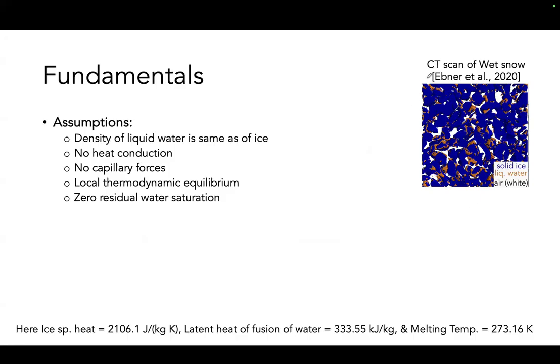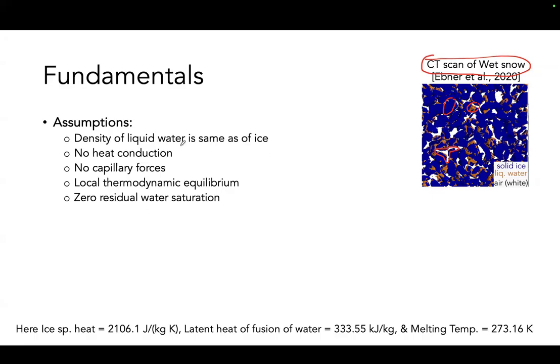The system is a three-phase system. Here you're looking at a CT scan of wet snow at a millimeter scale, where the blue color refers to the solid ice crystal, red color refers to the liquid water, and the white regions are the air gaps. This three-phase system has several assumptions that we use in this work.